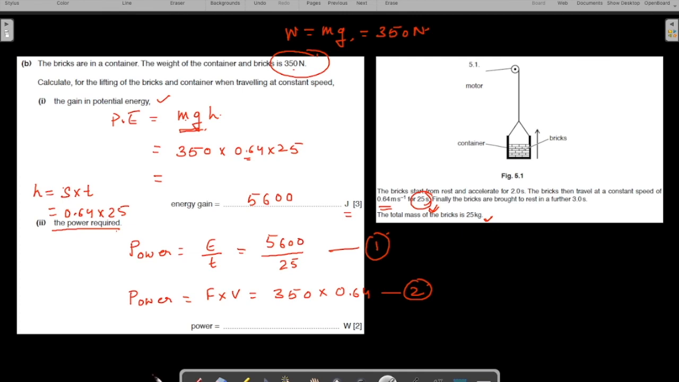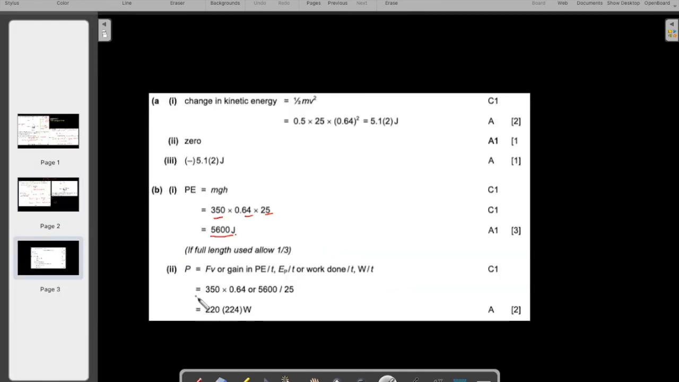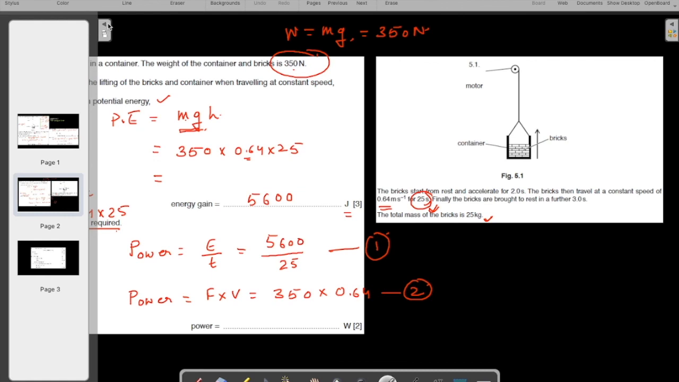So what is your answer? You want to tally your answer? I'll show you the mark scheme. If you are getting 224 watts as the answer, you are correct. So here also the mark scheme says there are two ways of doing this question. You either use the formula power is equal to FV, or energy over time, work done over time, or potential energy over time. Everything makes sense. So the final answer is 224 watts.